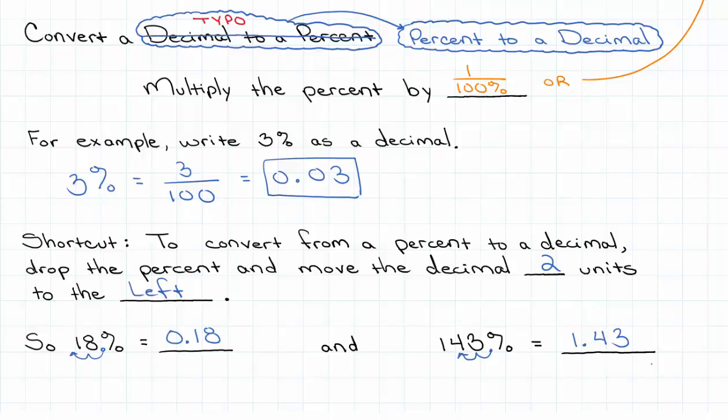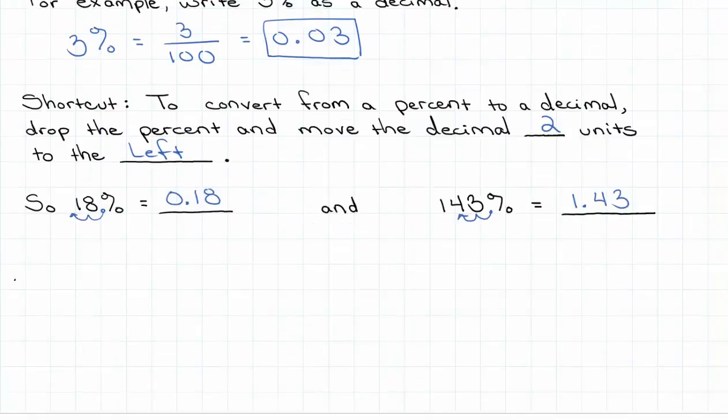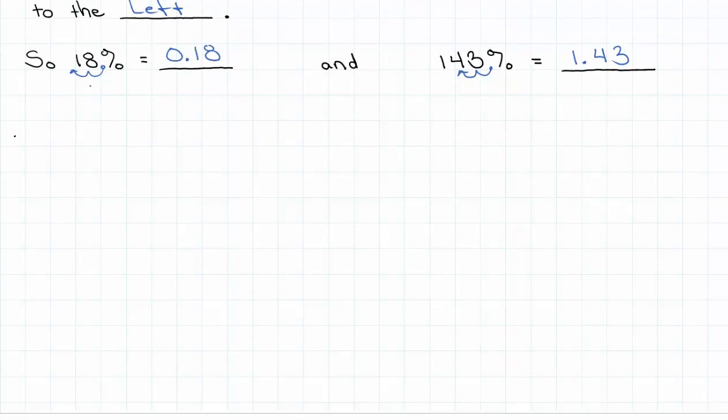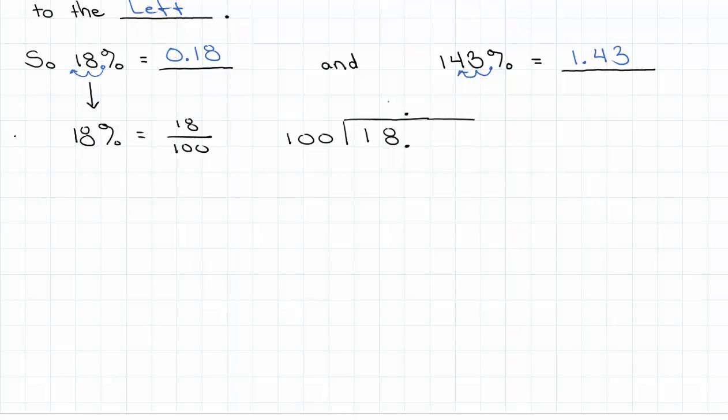If you're ever unsure which way you should move the decimal, always do the operation. So in this case, 18%, we know by definition 18% means 18 divided by 100. Well, it doesn't take too long to set that up and do the division. How many times does 100 go into 18? It doesn't. So we're going to put a 0 here and put a decimal. How many times does 100 go into 180? It goes in once. 1 times 100 is 100. We subtract.